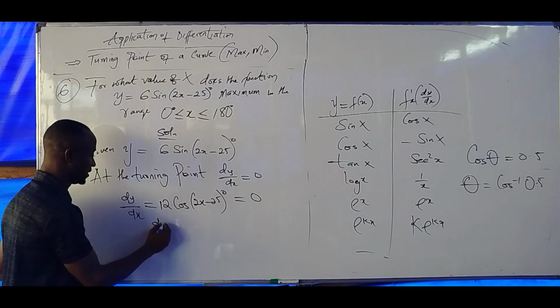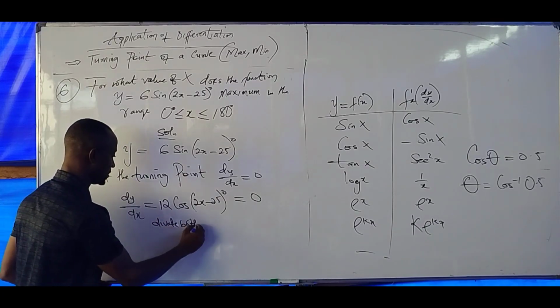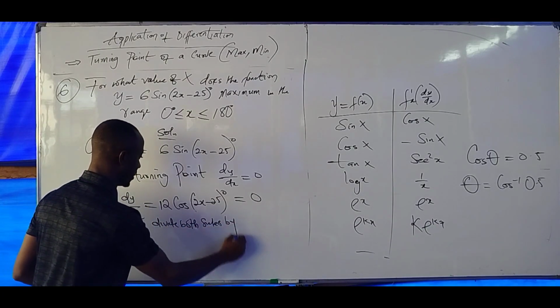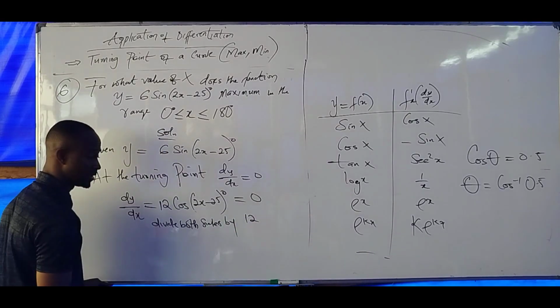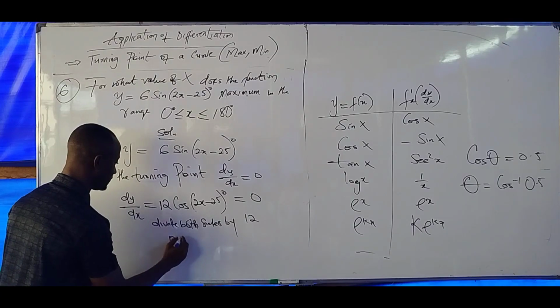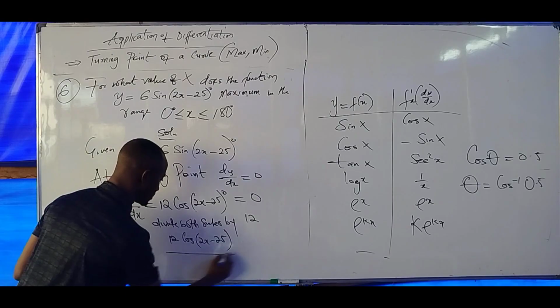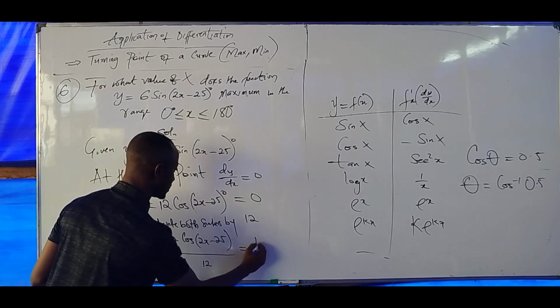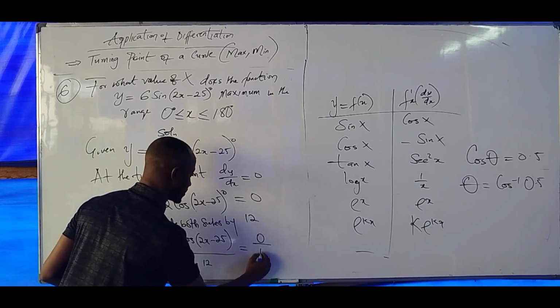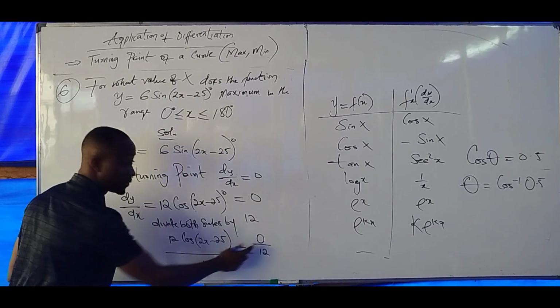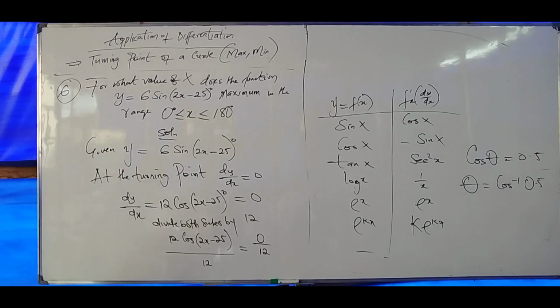So let's remove this 12 from here. So we divide both sides by 12. That means cos(2x minus 25) over 12 equals 0 over 12. This will give us 0. Good. Am I clear?